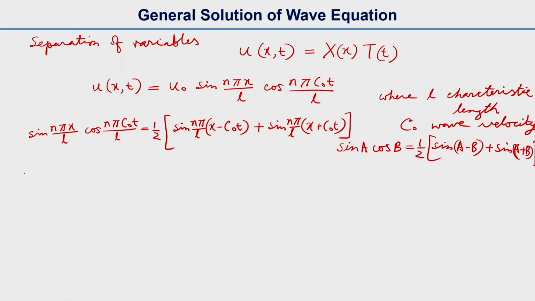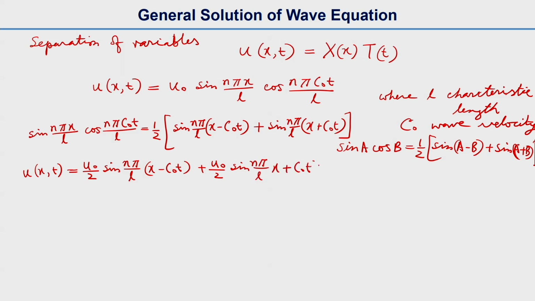So, ultimately if we express the displacement u(x,t), this will be u naught by 2 sin n pi by L (x minus c naught t) plus u naught by 2 sin n pi by L (x plus c naught t). So, we can express the displacement in terms of two different functions of the variables x and t.